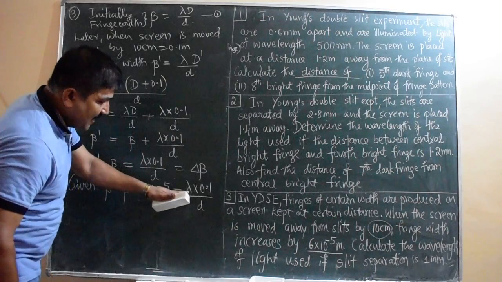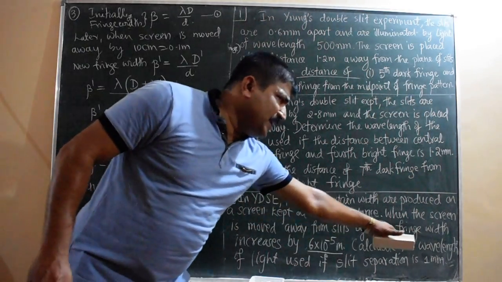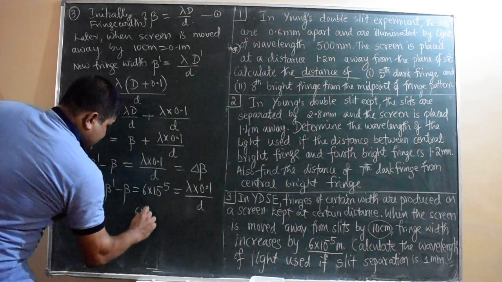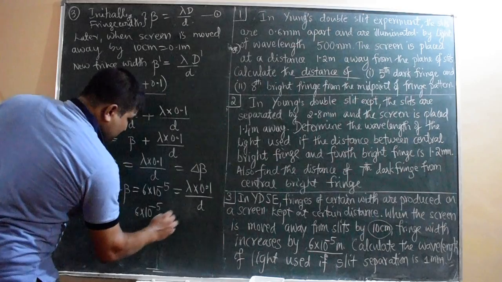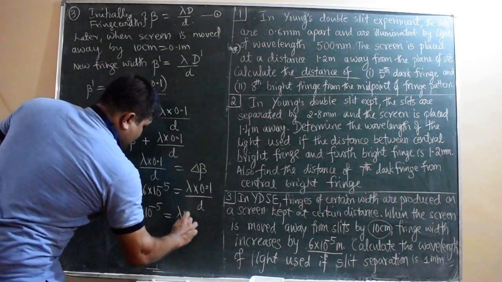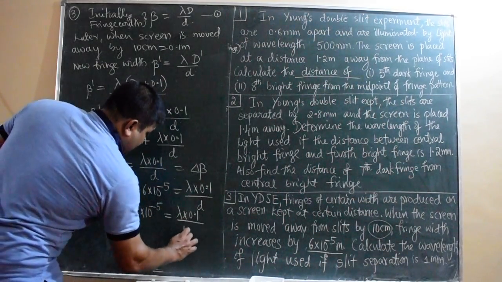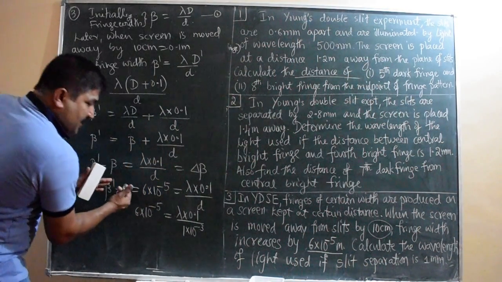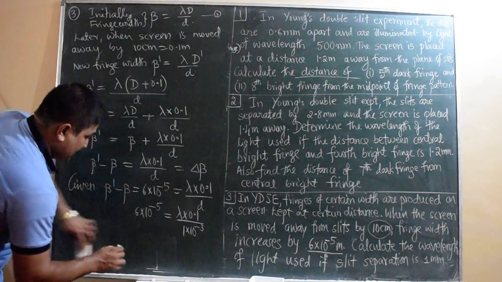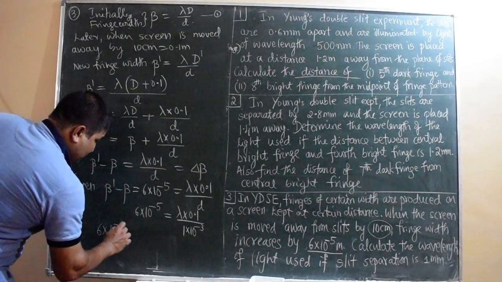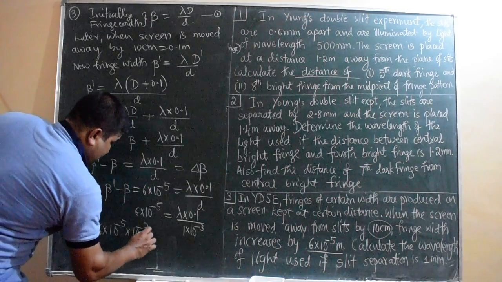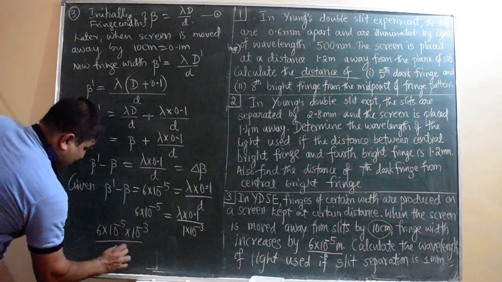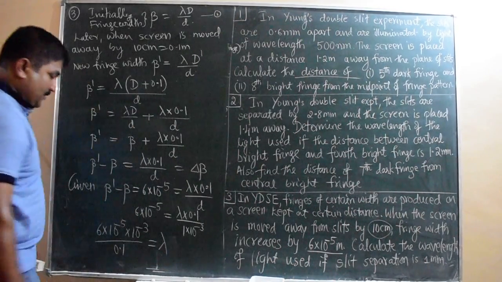Then I want the value of lambda. Small d is given in the question as 1 millimeter. Rewrite, so simplification: 6 into 10 power minus 5 equals lambda into 0.1 divided by 1 millimeter, which is 10 power minus 3 meter. So bring everything to the LHS. That is the last part: 6 into 10 power minus 5 into 10 power minus 3, the denominator taken into the numerator on the LHS, then divided by 0.1, equals lambda.